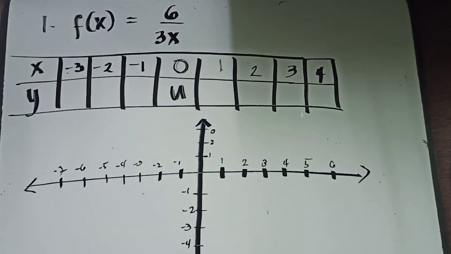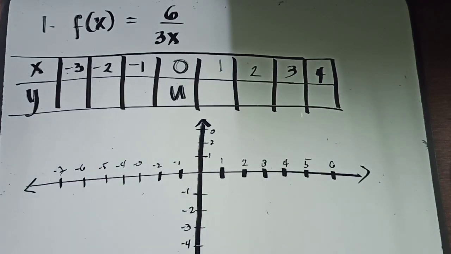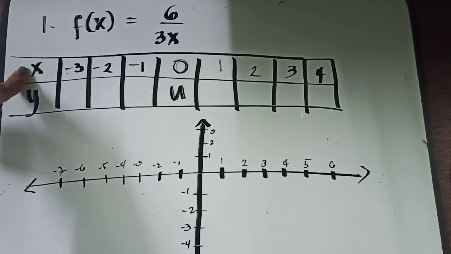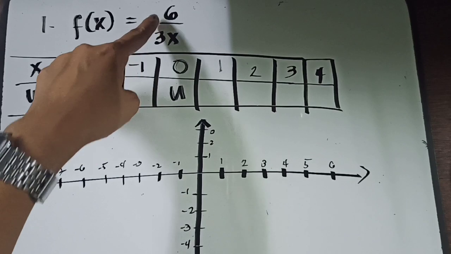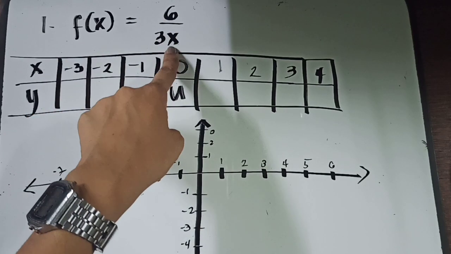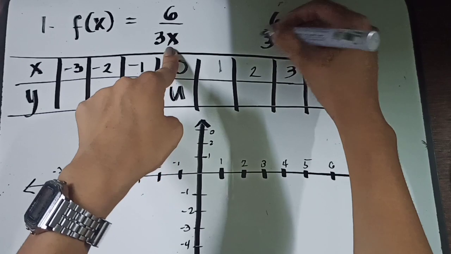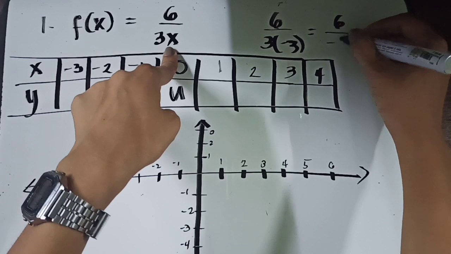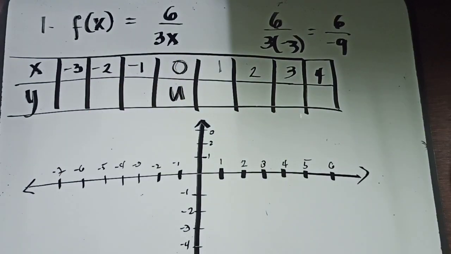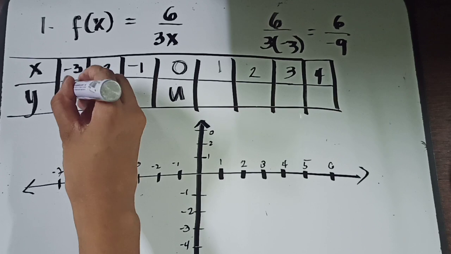Okay, so next is you're going to substitute the value of x for you to find the value of y. So, i-substitute lang natin, ano ba yung value ng x ko? So, I have negative 3. So, that is 6 over 3 multiplied by negative 3. Okay, so again, 6 over 3 multiplied by negative 3 is equal to 6 over negative 9. Okay, and this 6 over negative 9 or negative 2 over 3 is equal to negative 0.67.